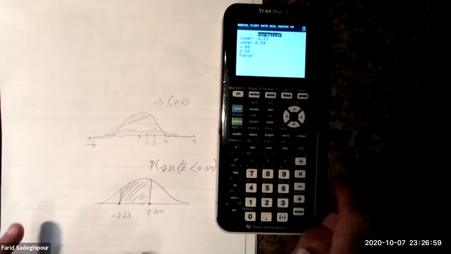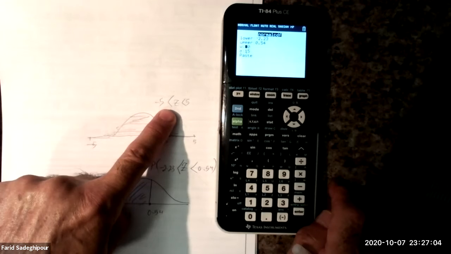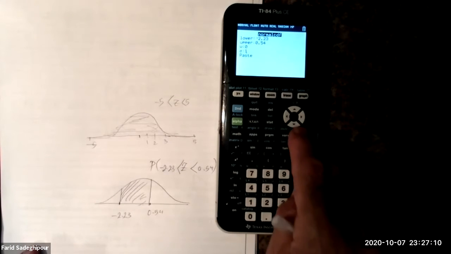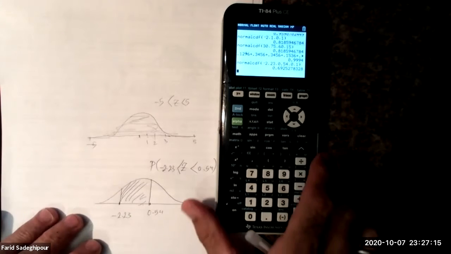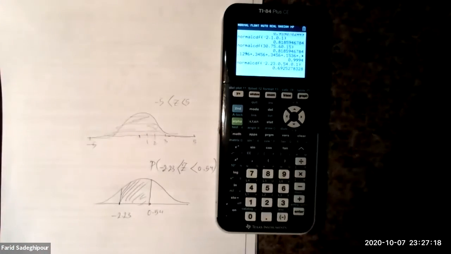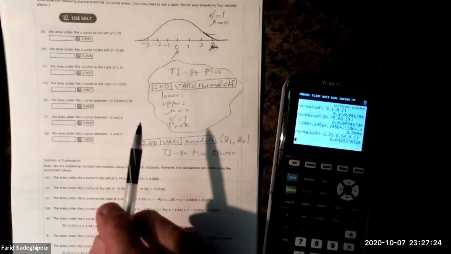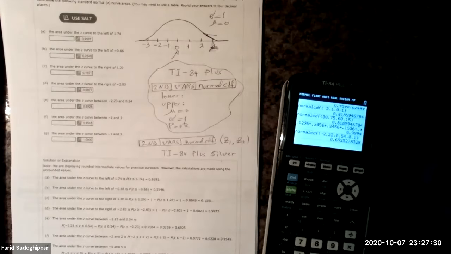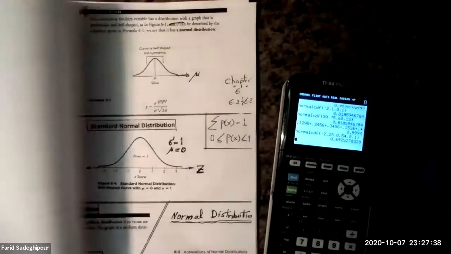When you see a Z, the standard deviation is always 1 and the mean is 0. Remember, mean is 0, standard deviation is 1. I calculated it for you. It gave you 0.69. 0.69 is your area for this one. All right, so you should be able to do all these problems using the calculator.